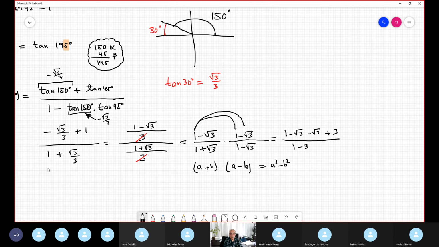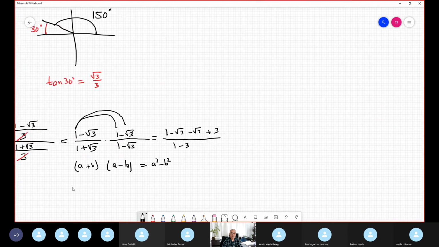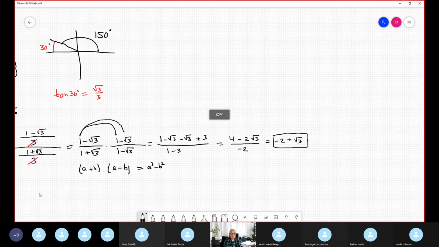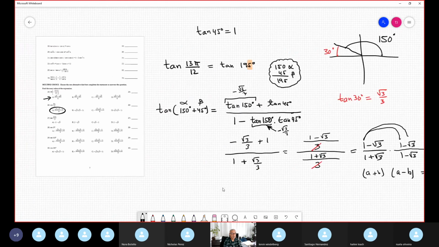Okay, so far we have, let me see. 1 plus 3 is 4. Minus 2 radical 3 divided by negative 2, no? Because 1 minus 3 is negative 2. Now 4 divided by negative 2 is negative 2. And negative 2 radical 3 divided by negative 2 is plus radical 3. Wow, I suppose this is the answer after the rationalization. Let me see. It's negative 2 plus radical 3.